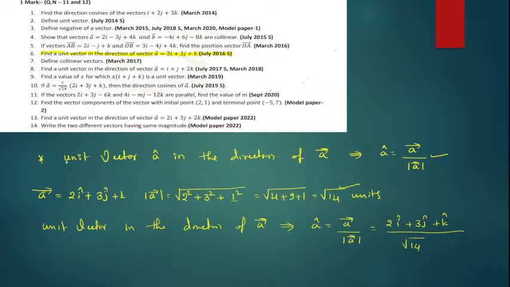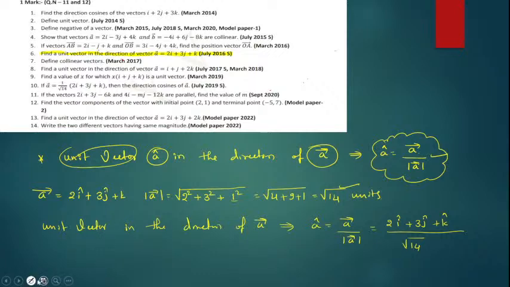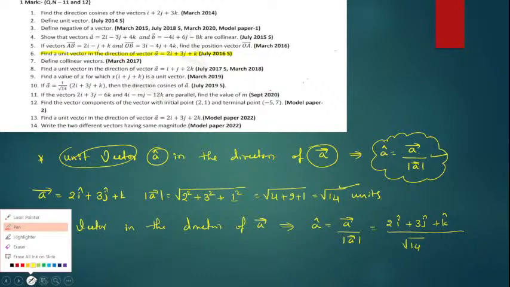This is how you need to find the unit vector A cap in the direction of the given vector A. The formula is here: A cap is equal to the given vector divided by its magnitude. Simple. I hope you got the point.